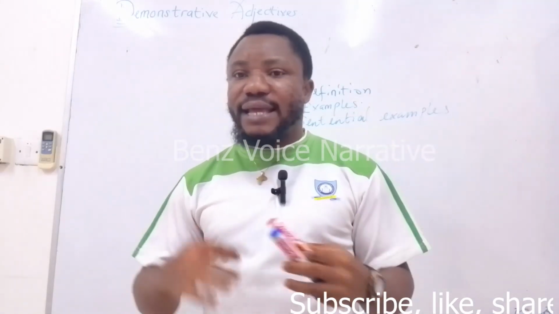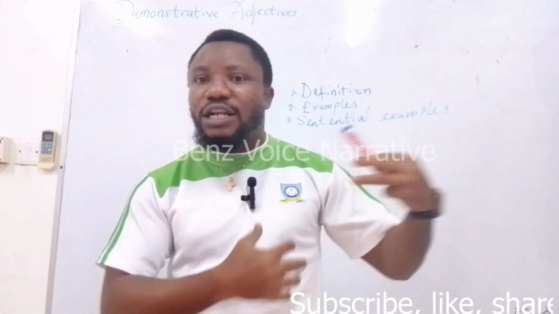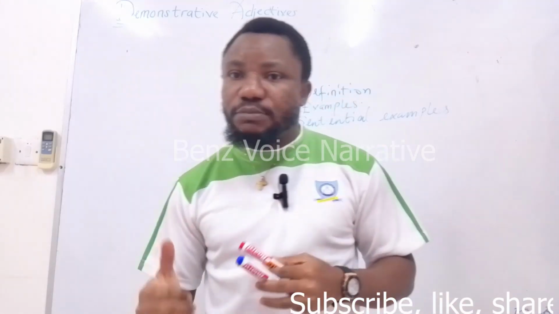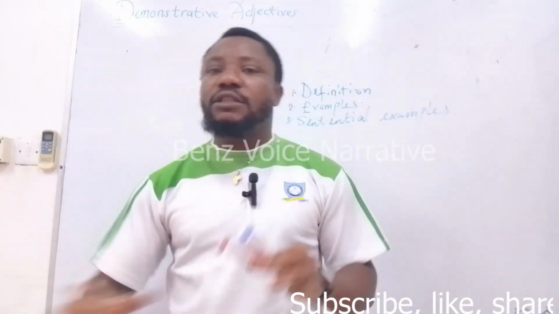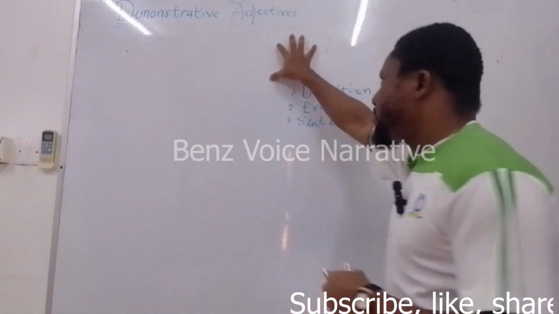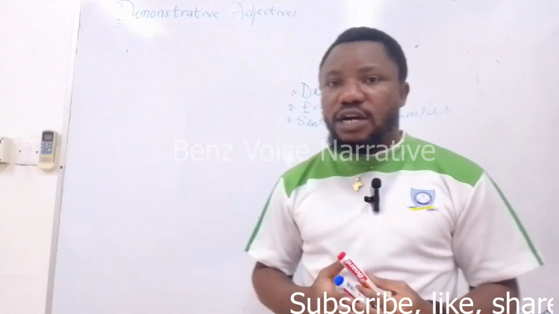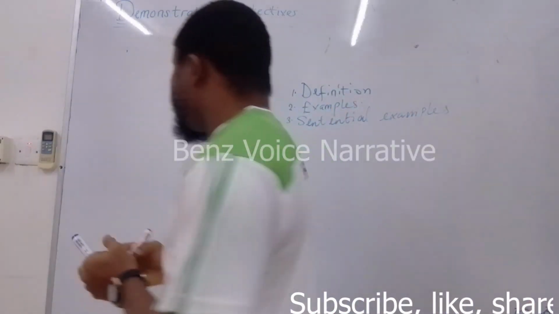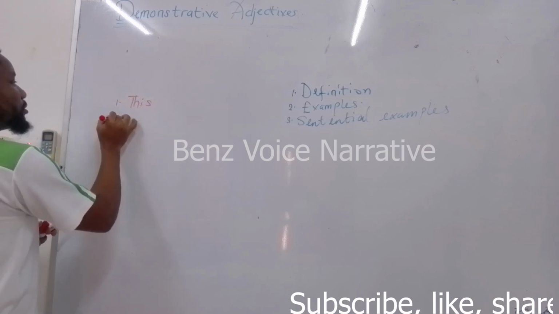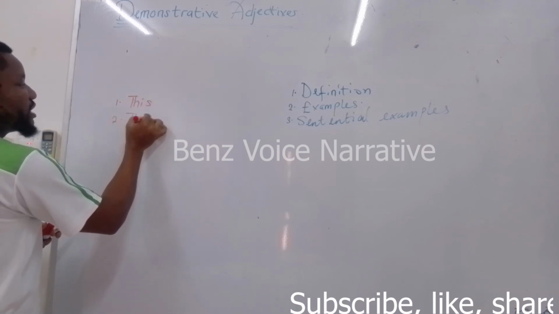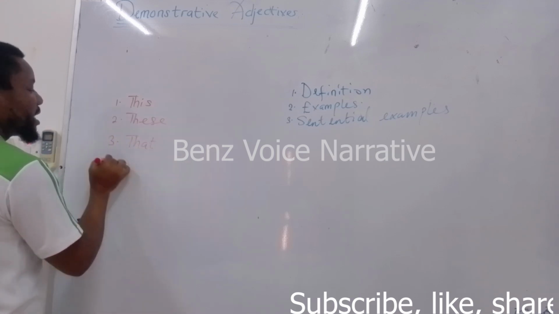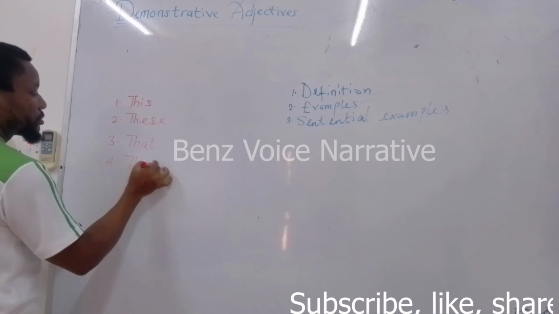And in the process of doing that, they help to reveal the proximity, that is the closeness or the distance, between the noun we're talking about and the person who is speaking, or the person to whom we are speaking. So what are the types of demonstrative adjectives? There are 4 types of demonstrative adjectives in our English language. The first is this. Number 2, you have these. Number 3, you have that. And number 4, you have those.